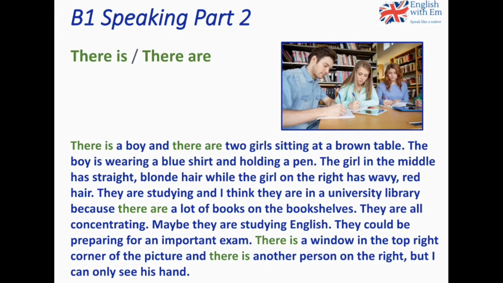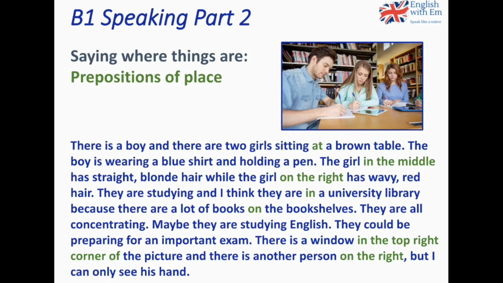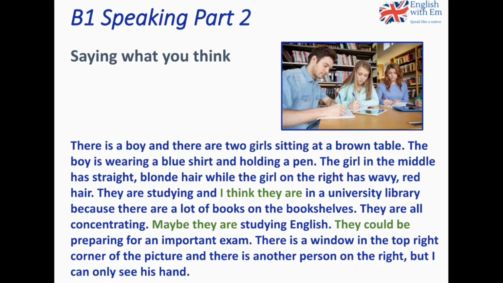So we've got there is and there are to say what we can see in the picture. We've used the present simple to talk about states. We've used the present continuous to talk about actions and clothes. We've said where things are using prepositions of place. And we've said what we think. And we've linked our ideas. We've got lots of linking words here. So this is a good answer.